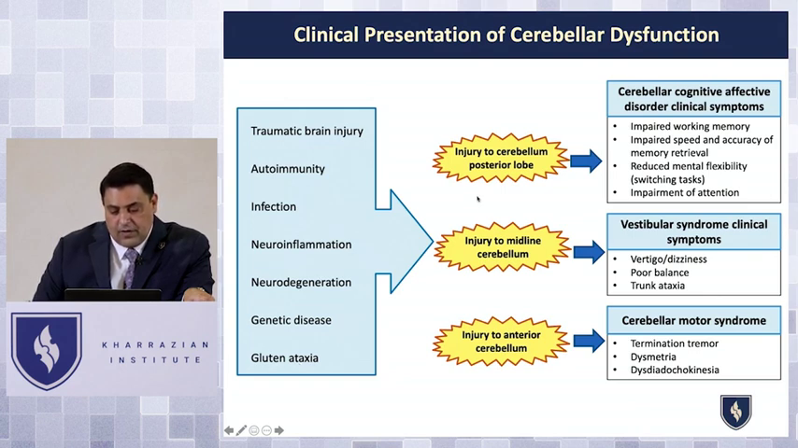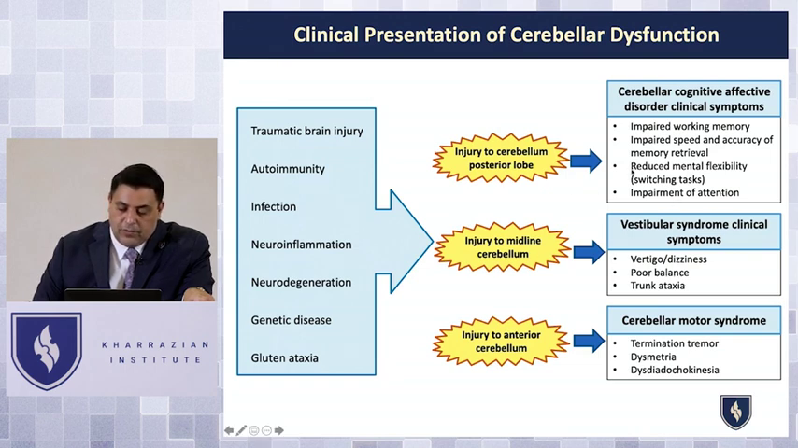And when the cerebellum is involved, and if it's involved in the posterior lobe, that's where they'll have these cognitive affective patterns where they have impaired working memory, they have problems with retrieval, they have reduced mental flexibility in switching tasks, they have impaired attention. So it'll be a combination of frontal lobe and medial temporal lobe and retrieval issues.